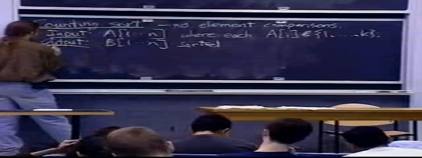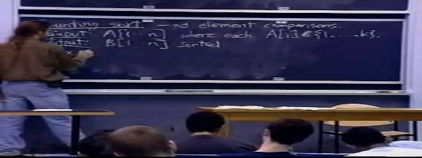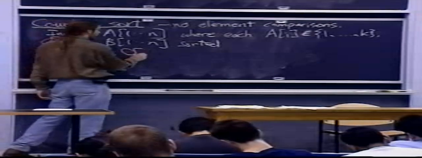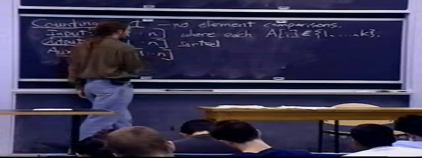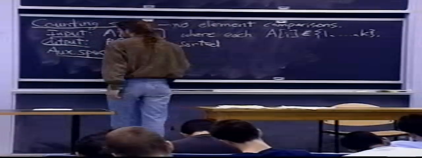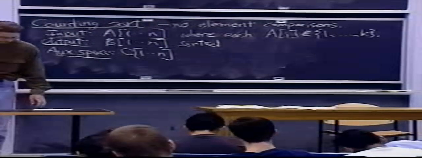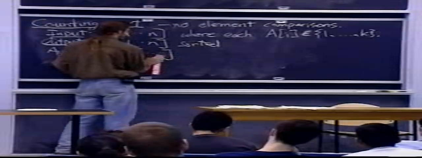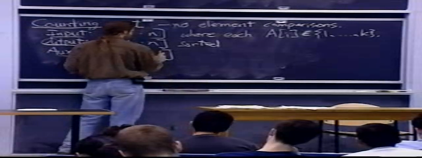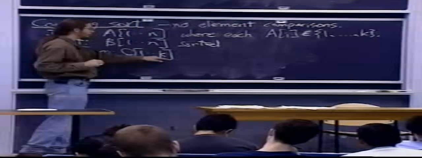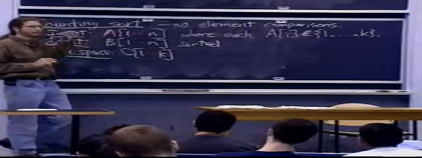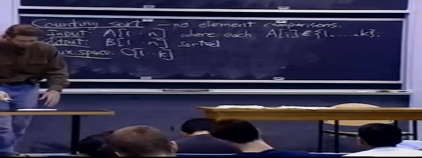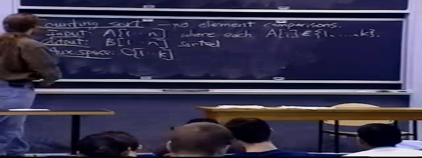We'll also use some auxiliary space. So this is just declaring my variables. C from 1 up to k. Sorry, actually not 1 up to n, it will only be 1 up to k. So this is depending on some property of the input that's not just the input size. It's the size of the numbers that you're dealing with. OK, now let's write the algorithm.